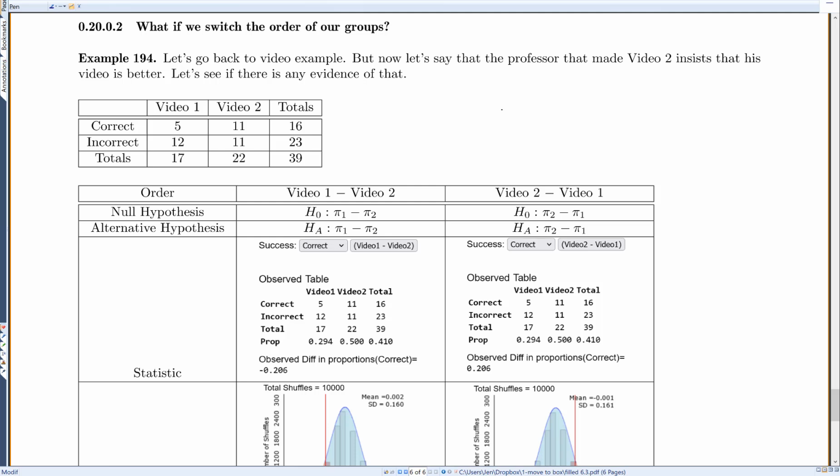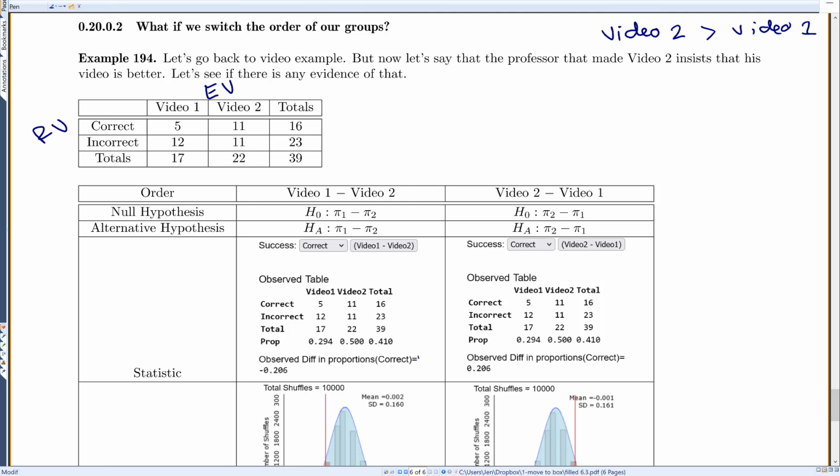So we're still back on the video example, but for now, let's say the professor that made video 2 insists that his video is better. Let's see if there's any evidence of that. So we think that video 2 is better than video 1. That's kind of what he thinks. Okay. Here's our data. Again, this is my explanatory variable up here. This is my response variable, so we're in the correct order to use the applet.